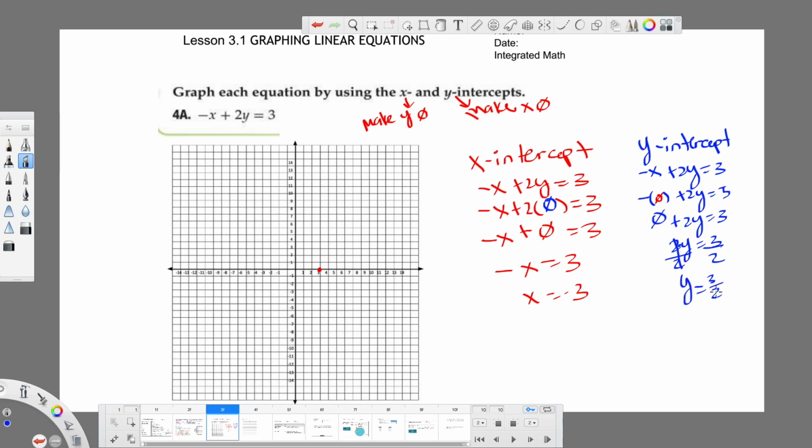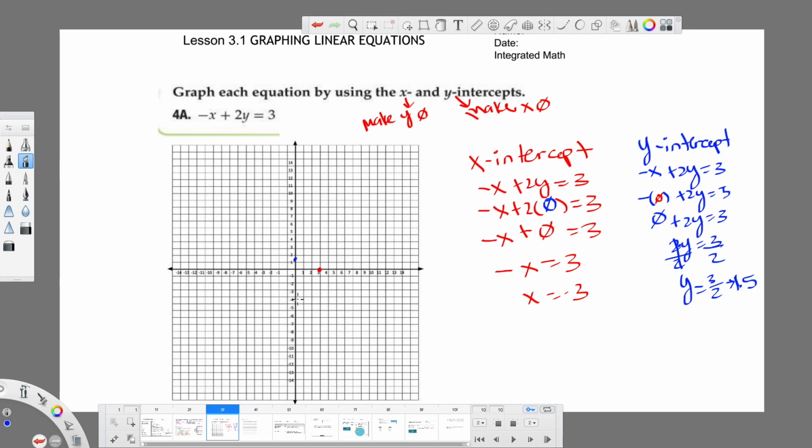So sometimes this is a little easier to think of as 1.5, or 1 1/2. Because that's a little easier for me to picture on the graph than 3/2. So I can go 1 and 1/2. It's going to cross right there, kind of in between in the middle.